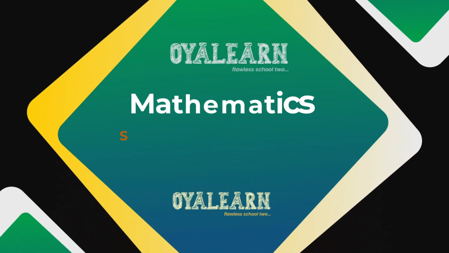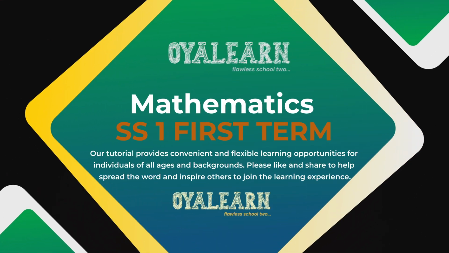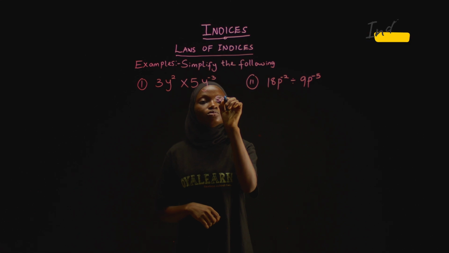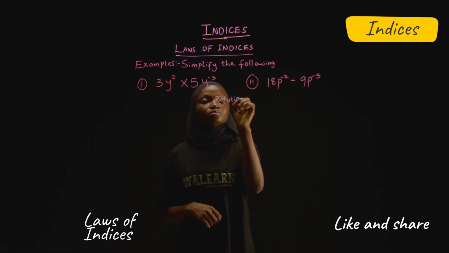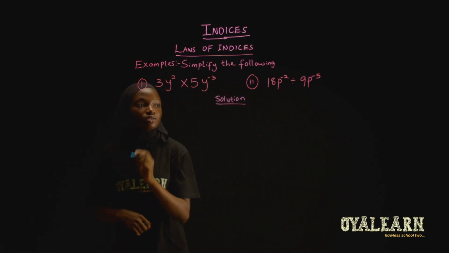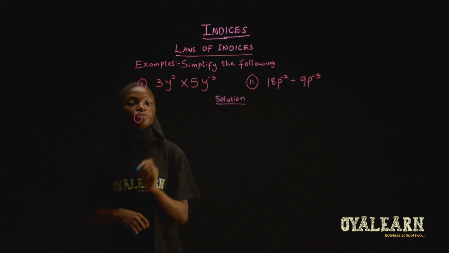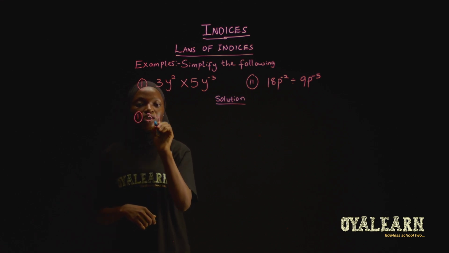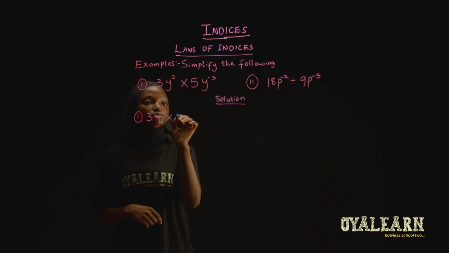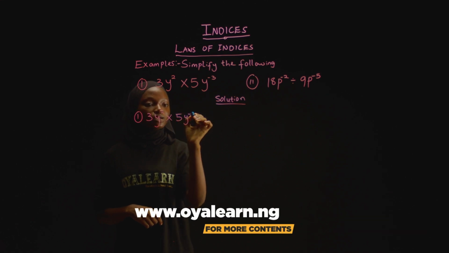Let's apply the laws of indices to simplify these expressions. Solution. The first example we have 3y squared times 5y raised to the power minus 3.